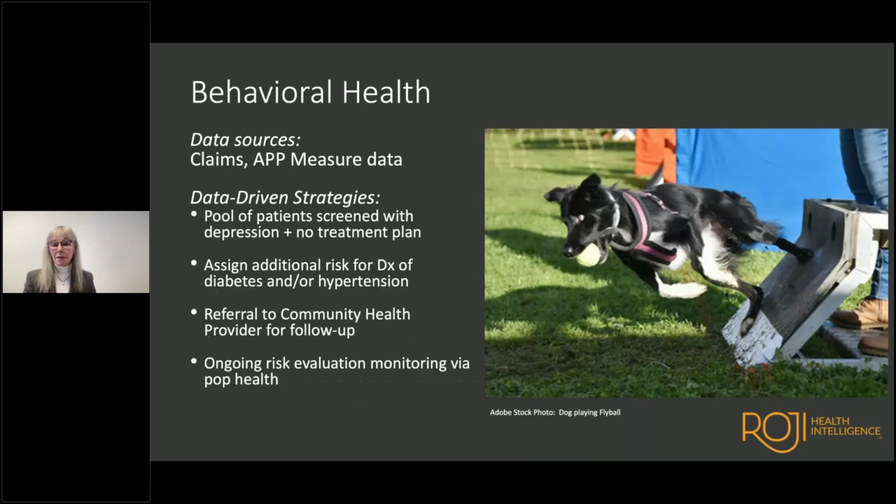Behavioral health, again, those 2 data sources, you would be able to create a pool of patients screened with depression and no treatment plan. You can add additional risk for diabetes and hypertension because you have that data from the APP. You can pilot or use your community referral providers for follow-up on those patients and establish an ongoing risk evaluation monitoring via population health.